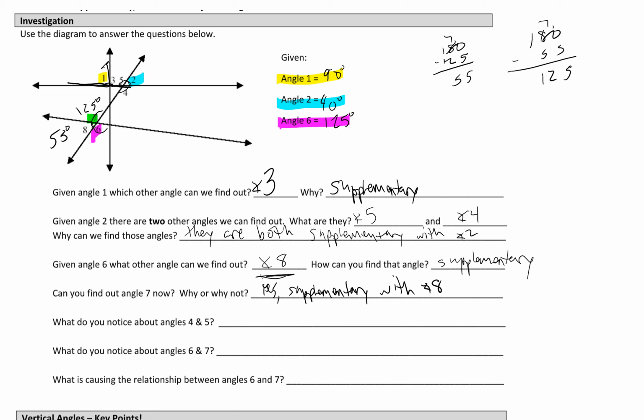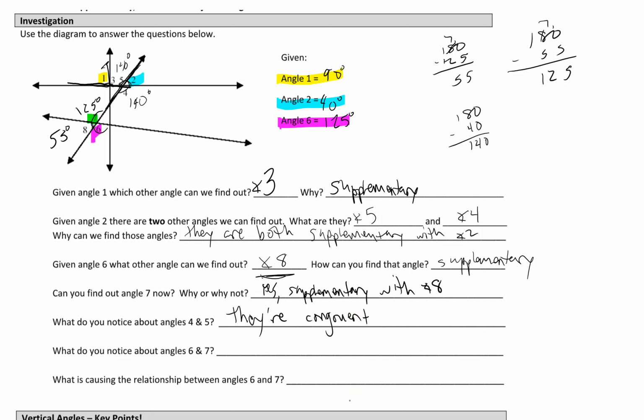So we can do the same thing with angle 2. Angle 2 is 40 degrees, so if we subtract, we get angle 5 is 140. And then hopefully we can see that if we were to find angle 4, this line right here is supplementary. So we would just do 180 minus 40, which is what we just did. So this is 140. So hopefully what we can see is angle 4 and 5 up here that I just filled in, they're the same, or they're equal. Or we could say they're congruent.